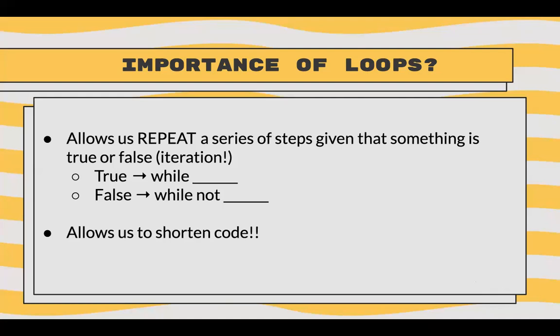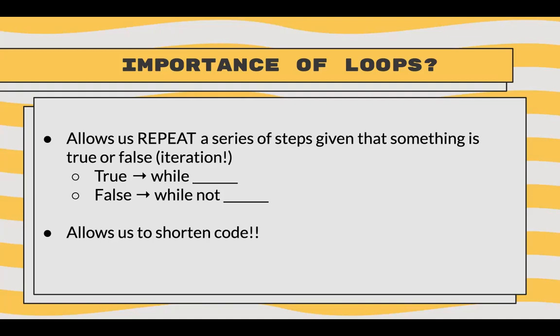I say true or false because if, for example, it's a while loop, while x is less than 3, it's going to do the loop body. But it can also be false, like while not x is less than 3. So like while x is 4 or 5 or whatever, then it will do the body. And these are Booleans.